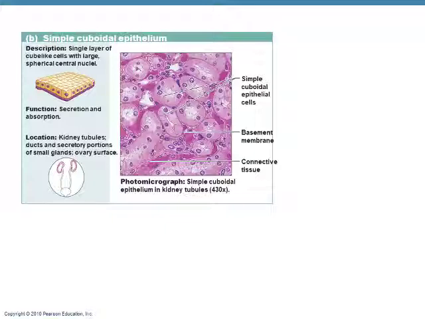Where will you find the simple cuboidal? Kidney tubules. Inside the kidney, you have millions of tubules, very tiny. So kidney tubules, and the ducts of the glands. Inside the gland, you also have tubes, microtubules. So tubules inside the kidney and ducts inside the glands.